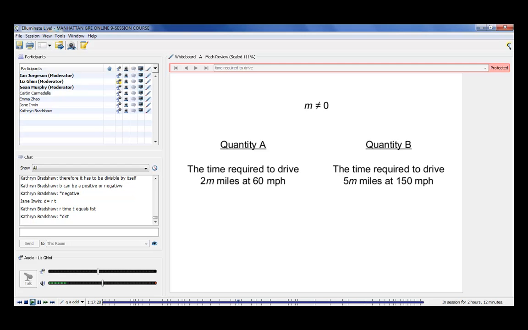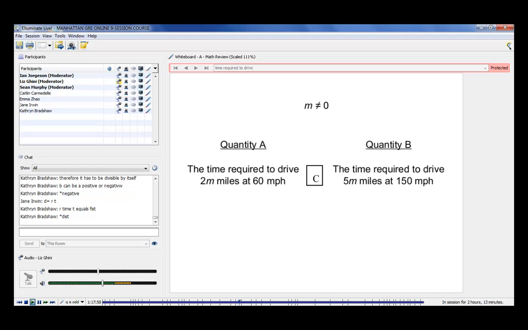All right, let's pull in those answers. One person needs to pull in an answer. Let's see the answers here. Time required to drive 2m miles at 60 miles per hour versus time required to drive 5m miles at 150 miles per hour. Okay, how do I set it up? Somebody tell me. Ah, good. Everybody has it. It's C.